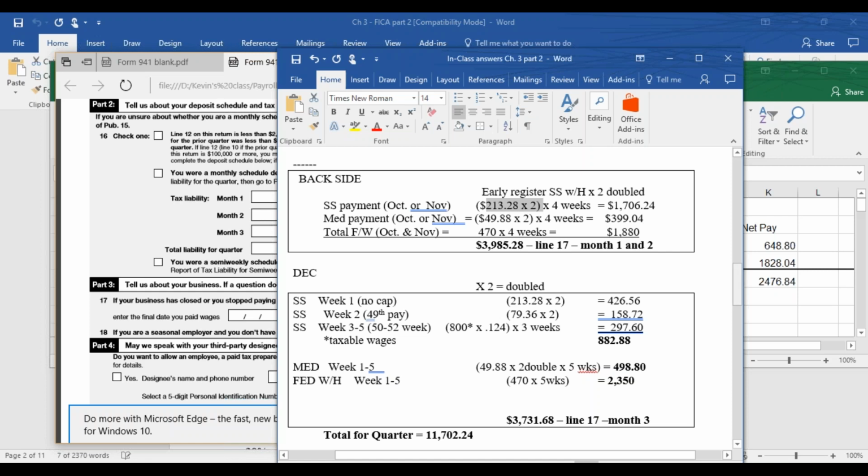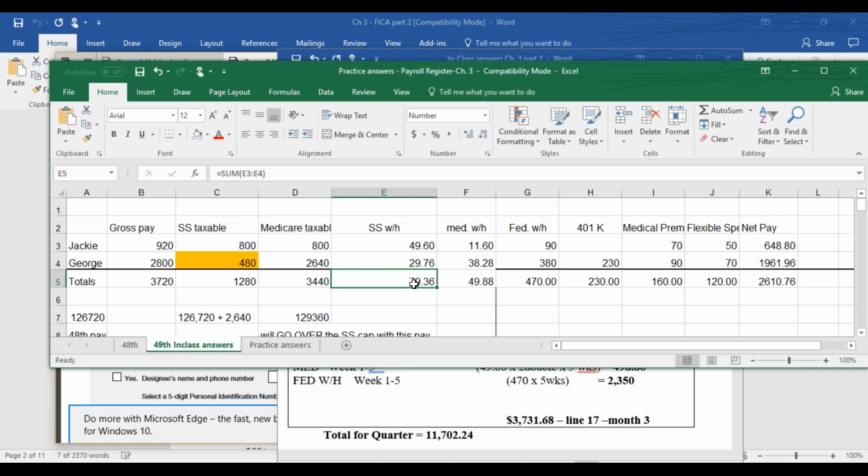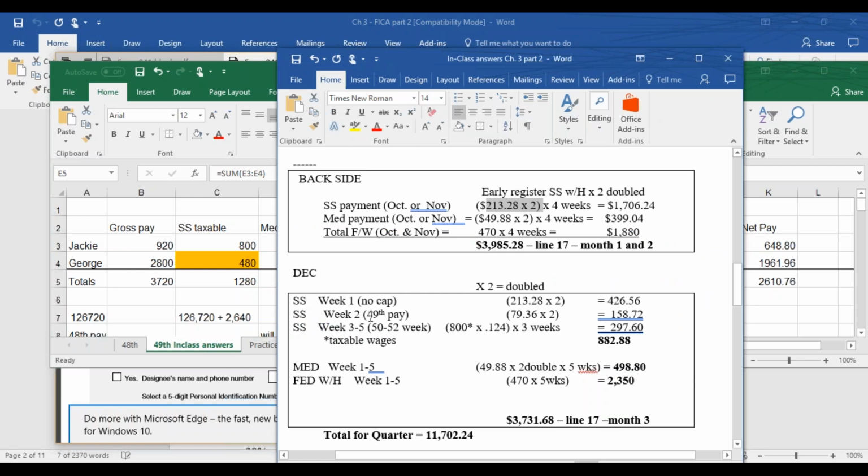The 49th pay. I need to go back now to my payroll register for the 49th pay. During the 49th pay, we had $79.36 taken out. So $79.36, and then double that for the employer's portion. And that's how much was paid for the second week going into the payable account.